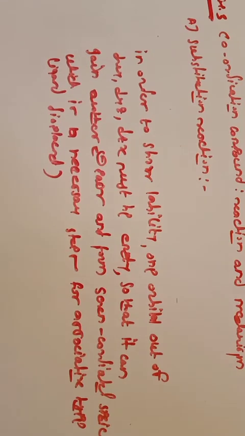So in order to show lability, one of the orbitals must be empty, and when the orbital is empty it can gain the electron pair from another ligand and form a 7 coordinated species, and then it becomes labile.